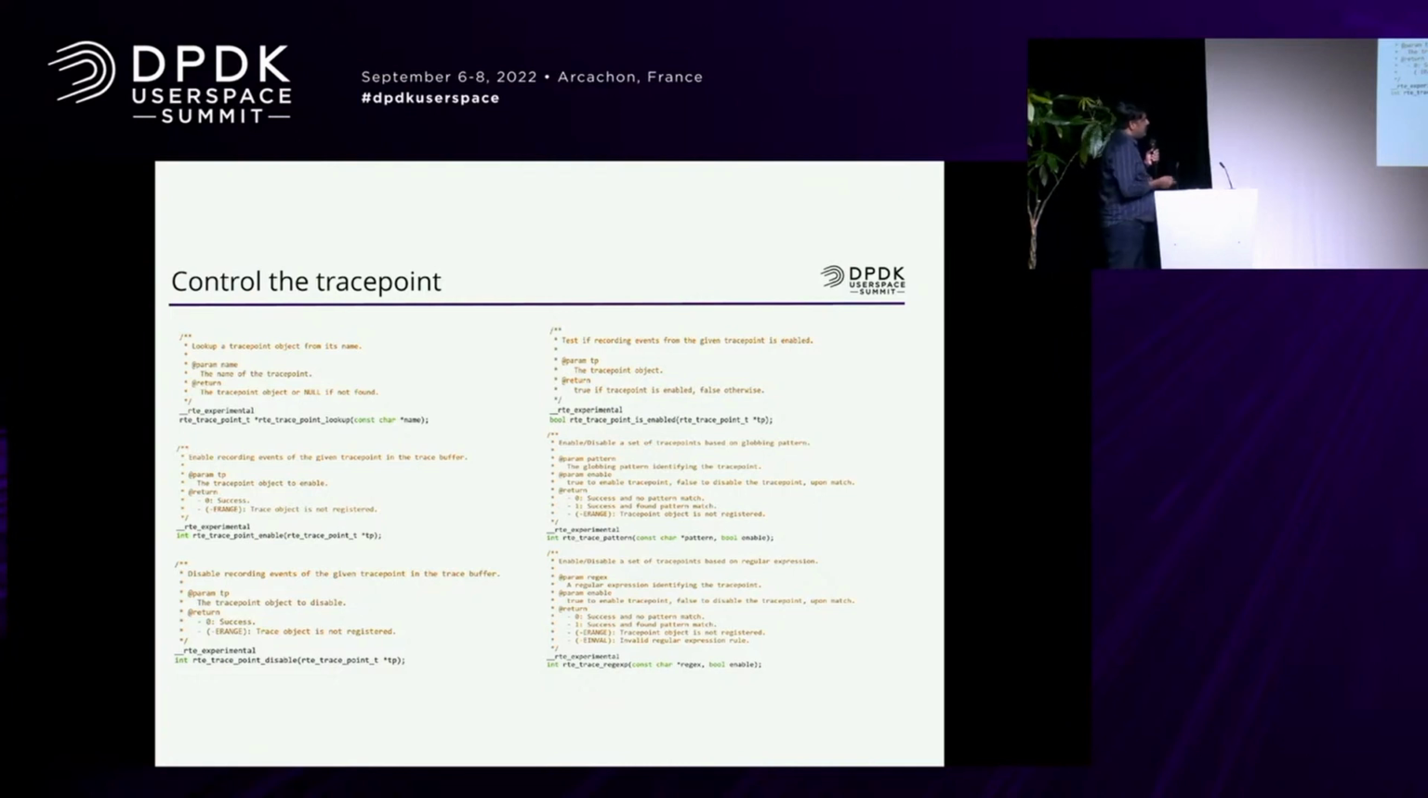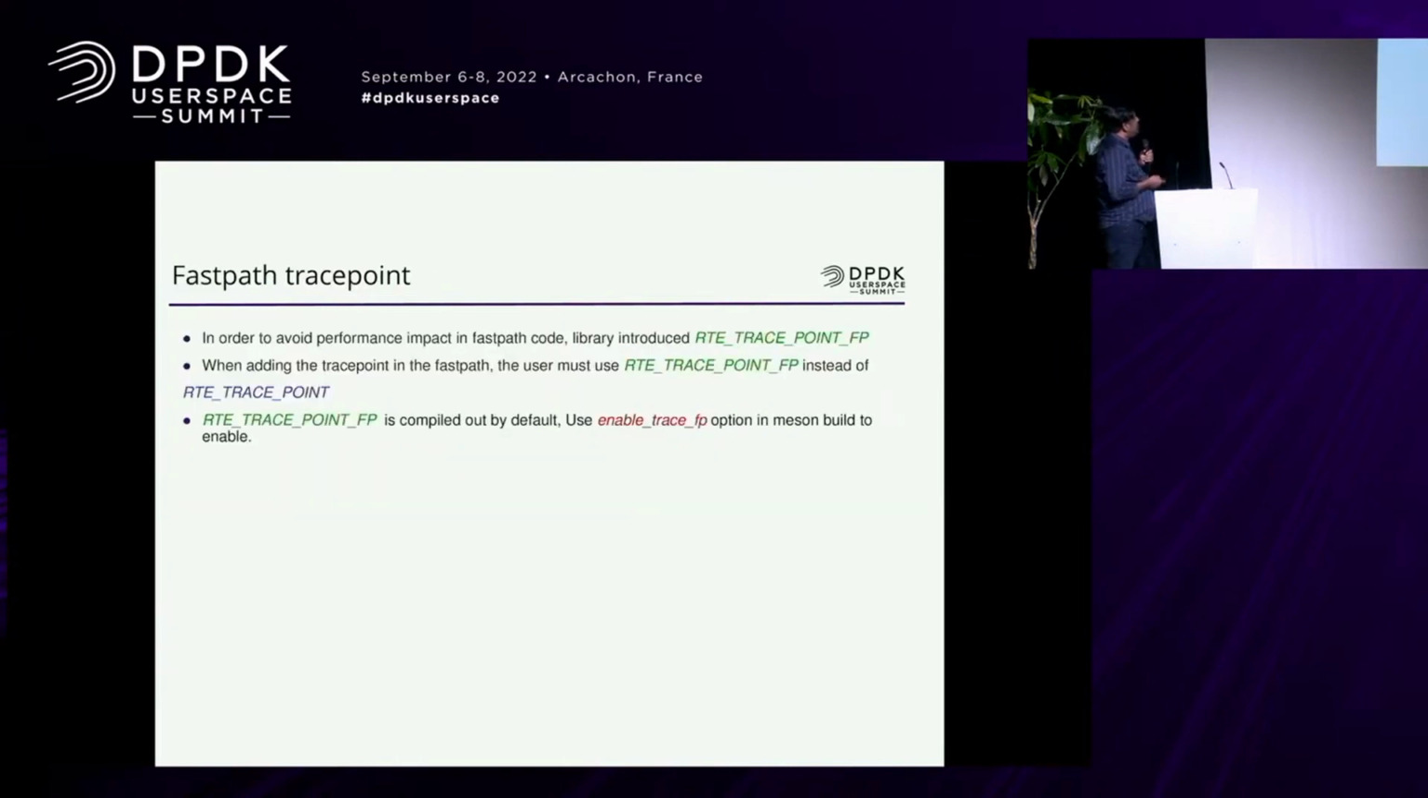So we have both fnmatch, a globbing kind of pattern, meaning APIs, and regex APIs, meaning you can give a star, asterisk, or even a very complicated regex pattern. So that's the high level API on controlling the trace point.